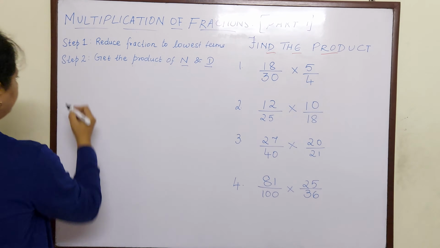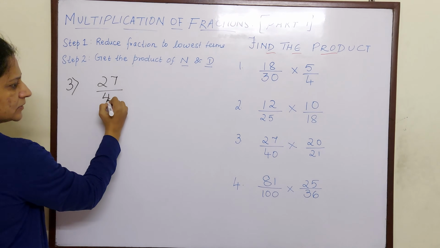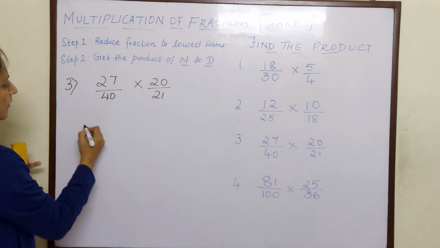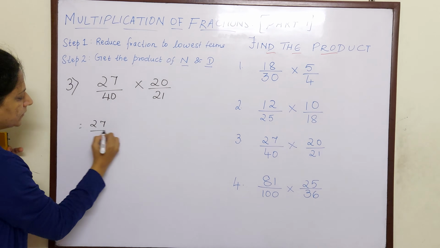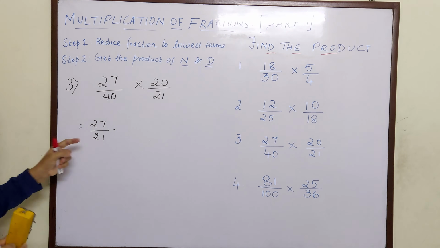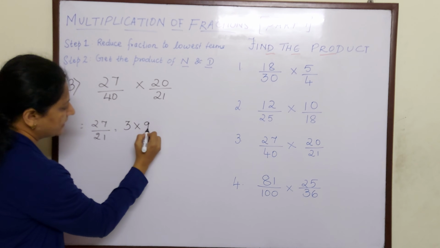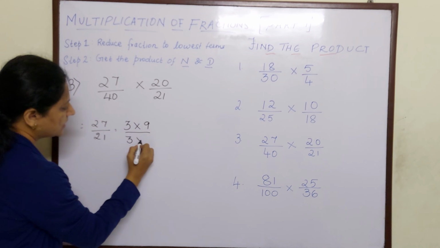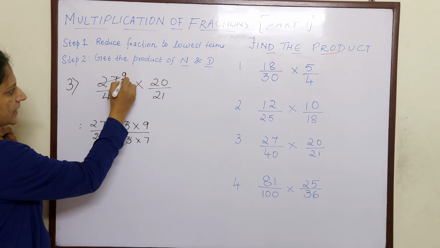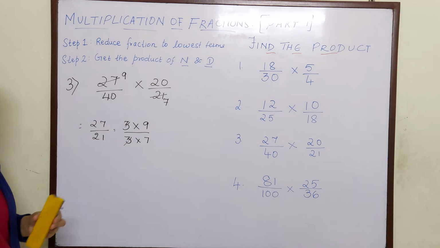27 by 40 into 20 by 21. Now what is the common multiple for 27 and 21 children? 27 and 21. Yes, it is 3. So 3 nines are 27 and 3 sevens are 21. So 3 nines are 27, so here will come 9. 3 sevens are 21, so here we will get 7.